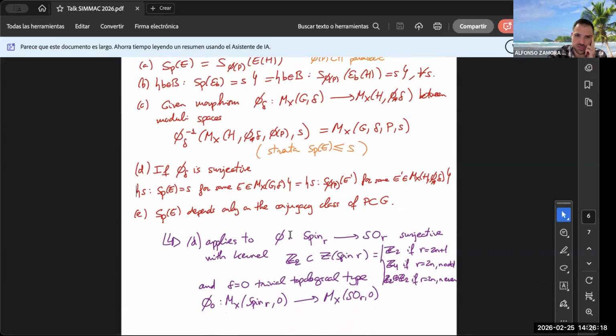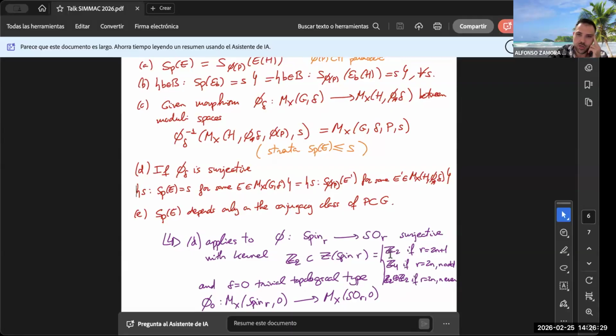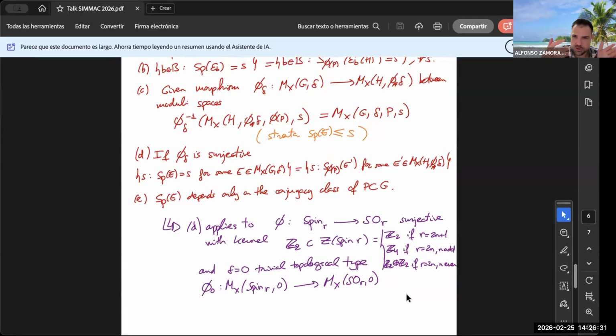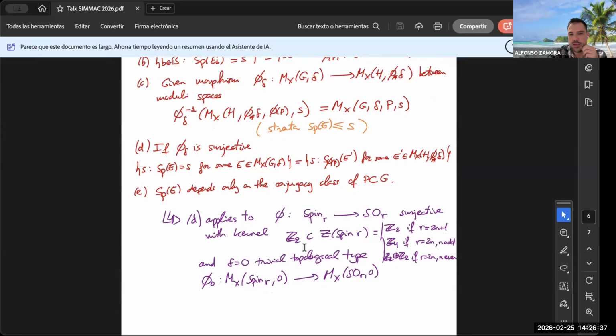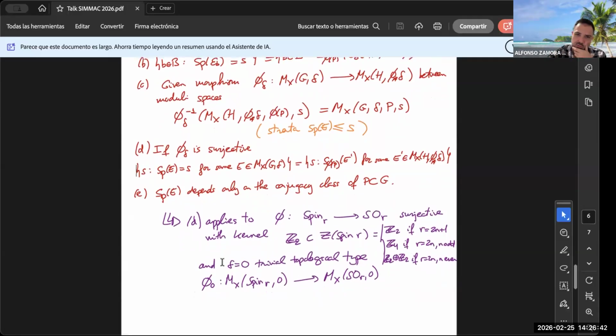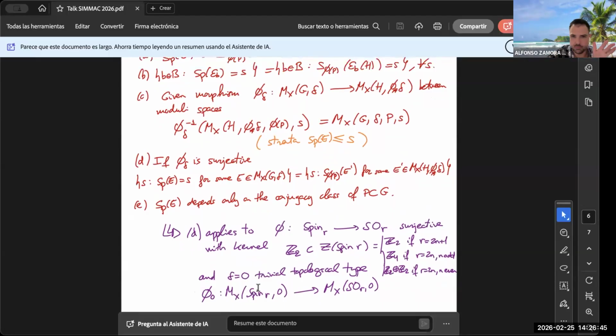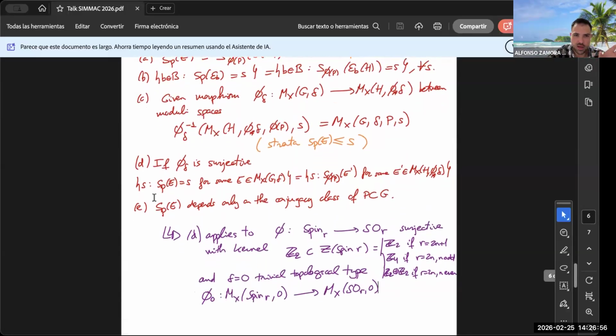This applies, for example, to the surjective homomorphism from Spin R to SOR. This has kernel C2, which is contained in the center of the spin. We know that the center of a spin has three possibilities depending on the arithmetics of the order of the spin. And then for the trivial topological type vector bundles, we have this surjective homomorphism, where we should be able to relate particular features of the geometry in both moduli spaces of the stratification.